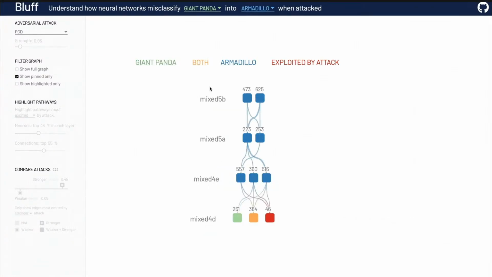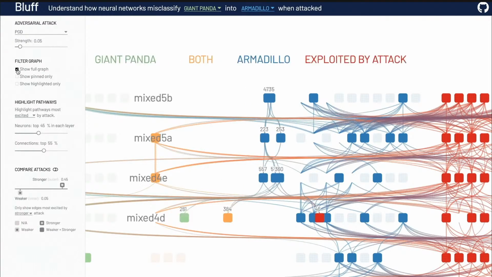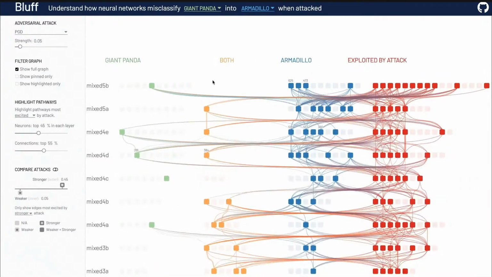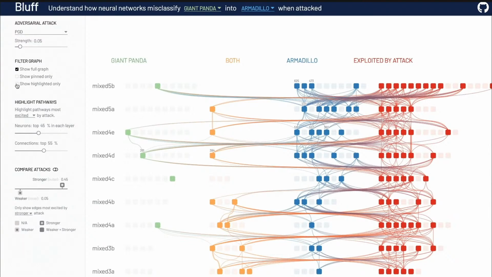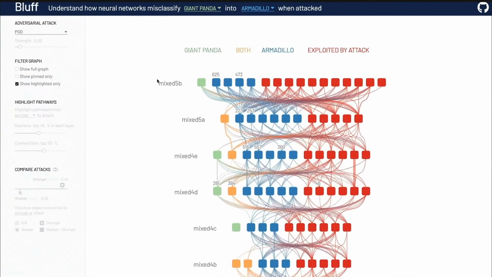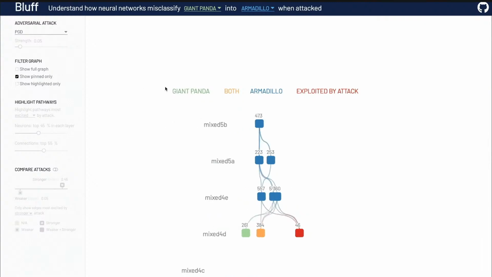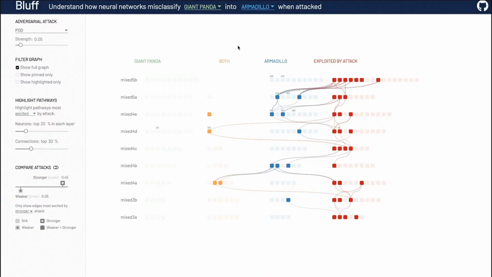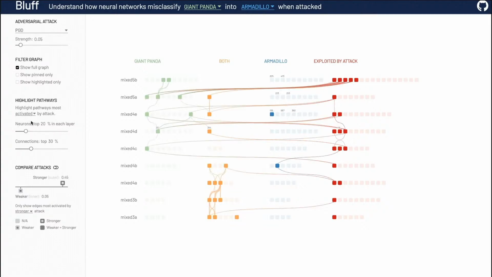By using the options in the control sidebar, users can interactively filter the neurons and connections to visualize. For example, they can select to visualize the whole graph, or only highlighted neurons, or only pinned neurons. By using the highlight pathways options, users can select which activation pathways to visualize, such as most activated or most inhibited, excited, or most changed by the attack.